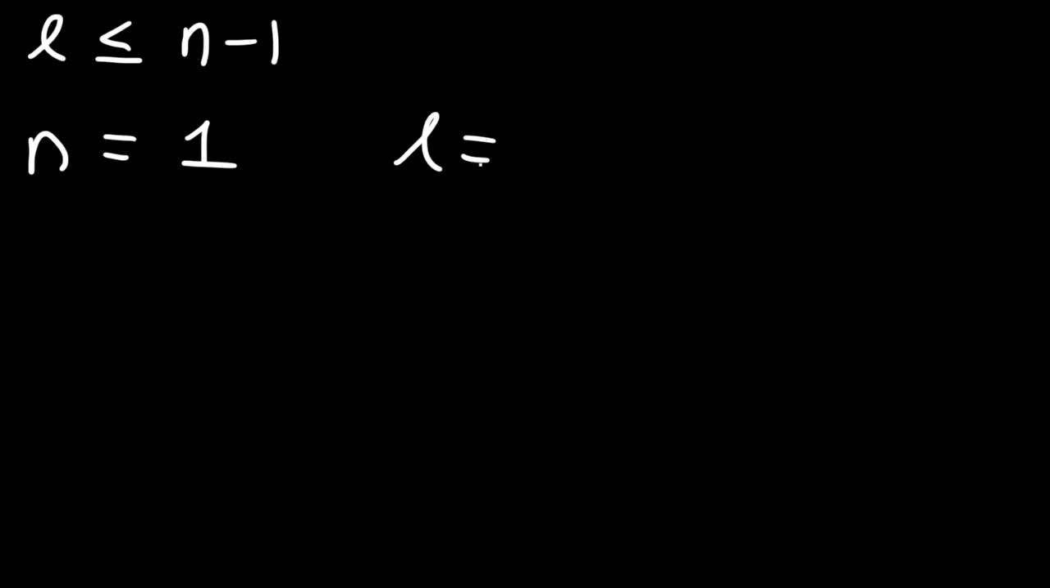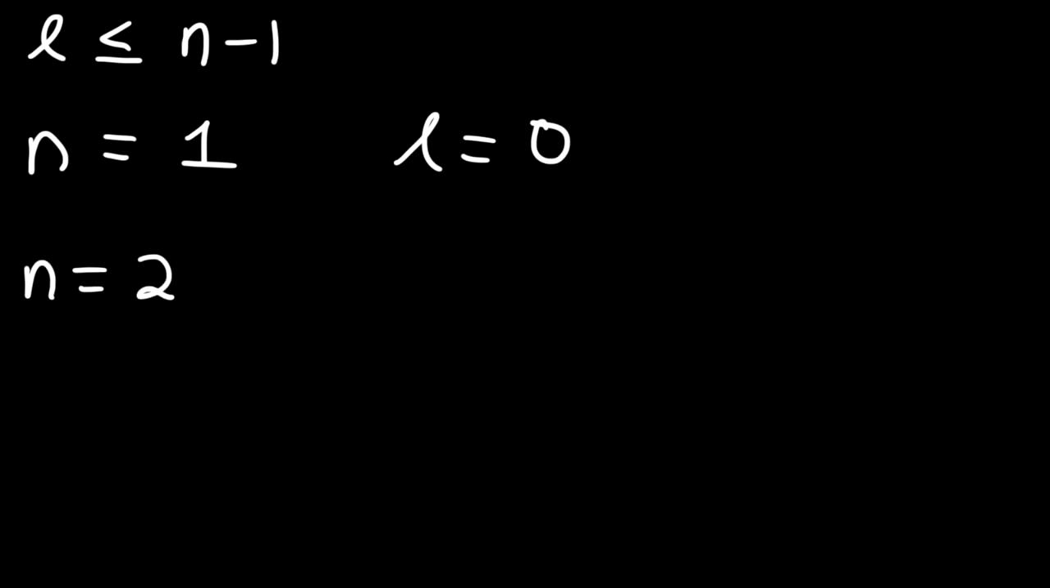Now let's talk about the relationship between n and L. L is less than or equal to n minus 1. And L and n are both integers. So let's talk about what this means. When n is 1, L can only have one value. That's n minus 1 or 1 minus 1, which is 0.